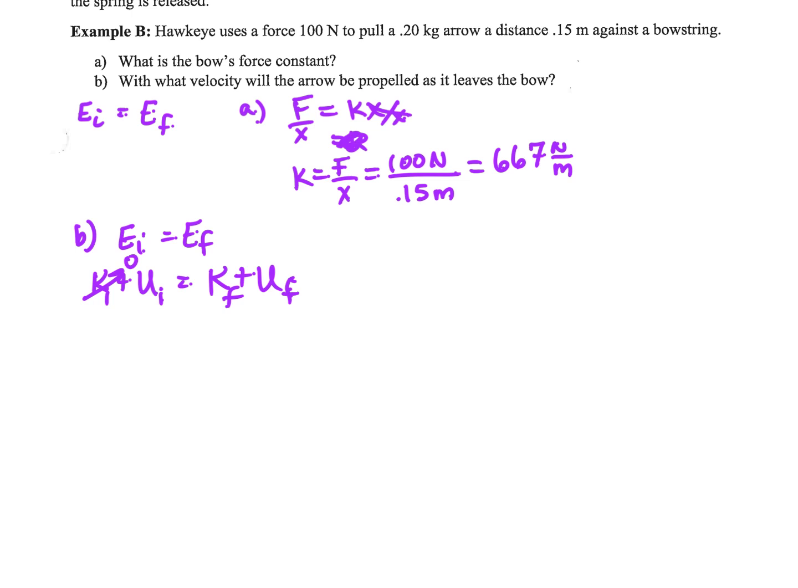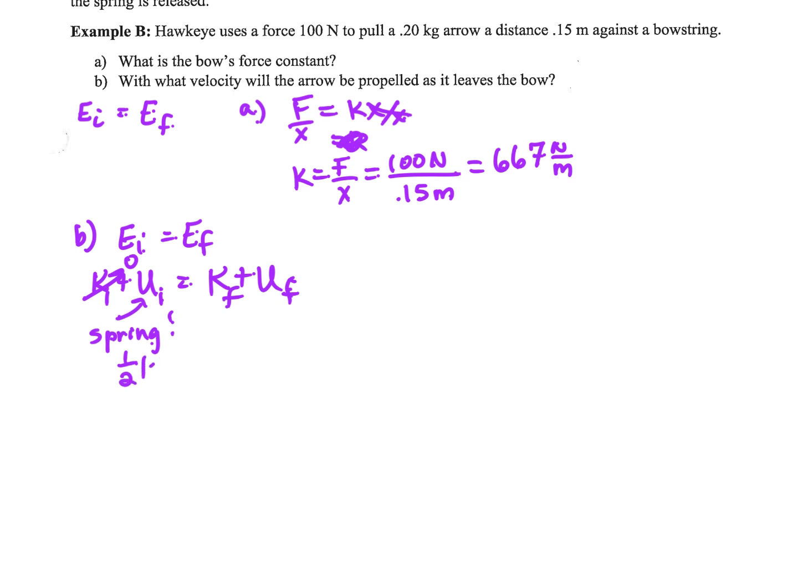What does it have, though? What type of potential energy does it have? It does not have gravitational potential energy. Because a bow is a stretchy thing, it has spring potential energy. So this is going to be spring, so this is going to be 1/2 kx squared.